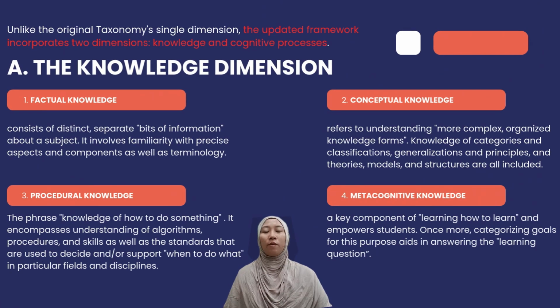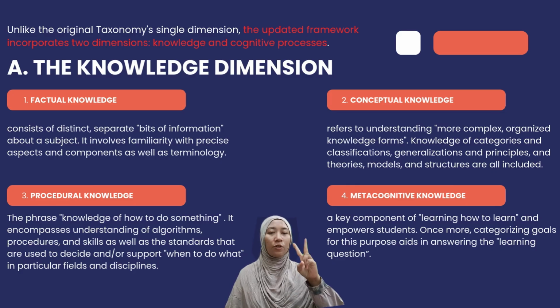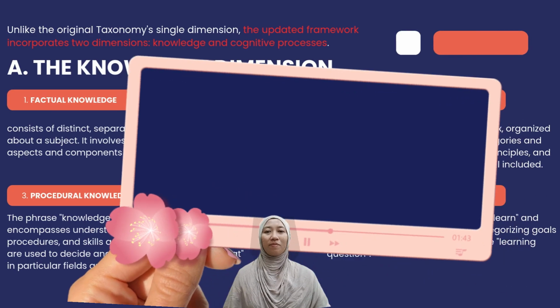As we discussed before, based on the revised Bloom's taxonomy, there are two dimensions. The first one, the knowledge dimension, and the second one, the cognitive process dimension. For the knowledge dimension, there are four. The first one is factual knowledge. What is factual knowledge? Factual knowledge refers to bits of information, such as terminology. The second one, conceptual knowledge, is a more complex, organized form of knowledge. Procedural knowledge is knowledge of how to do something, and metacognitive knowledge is learning how to learn.